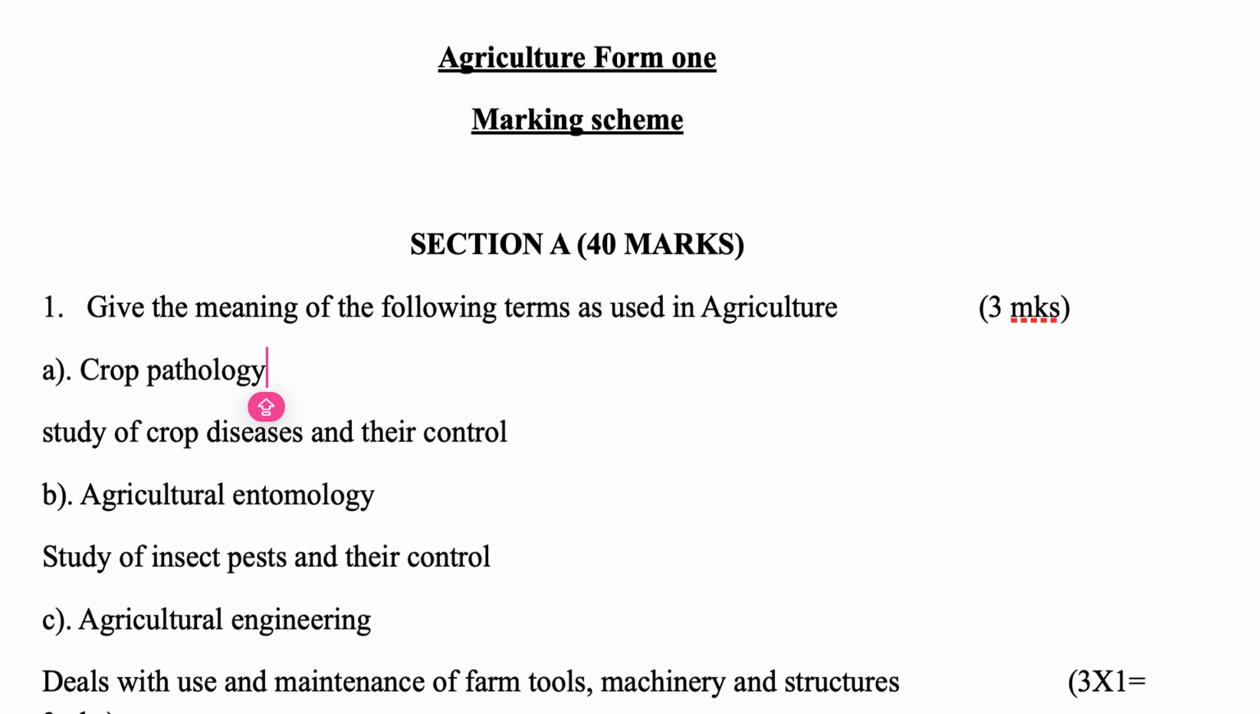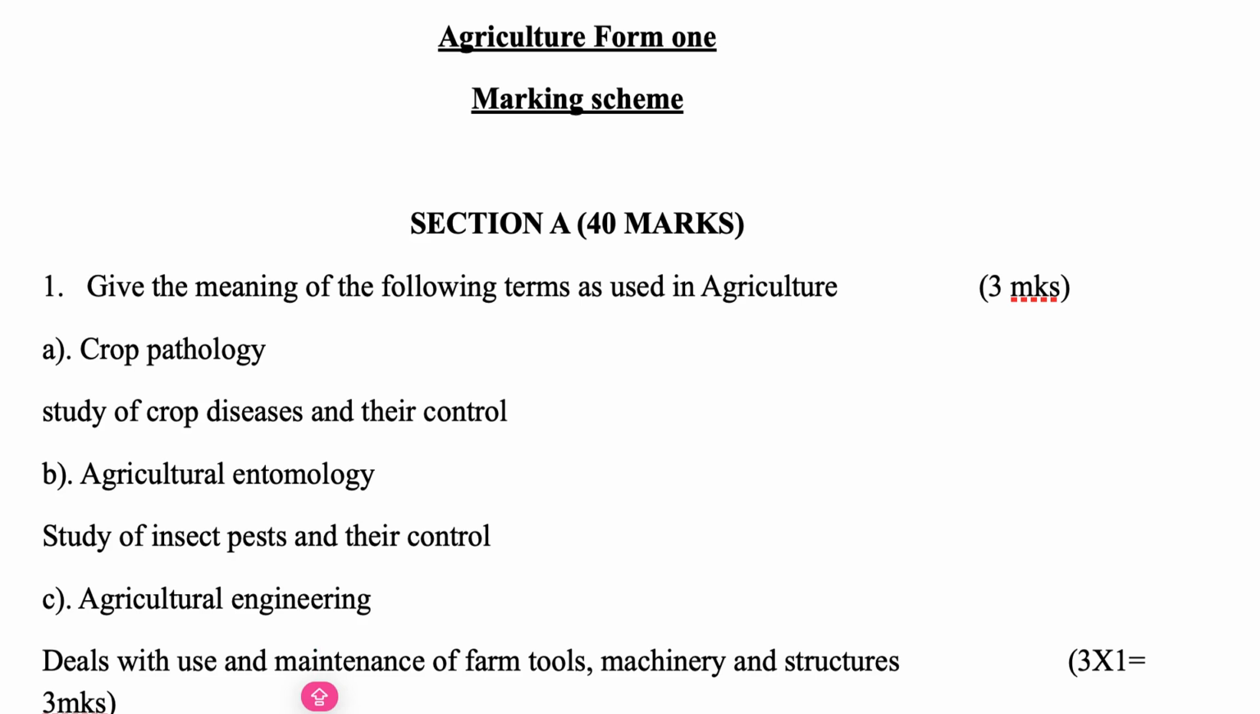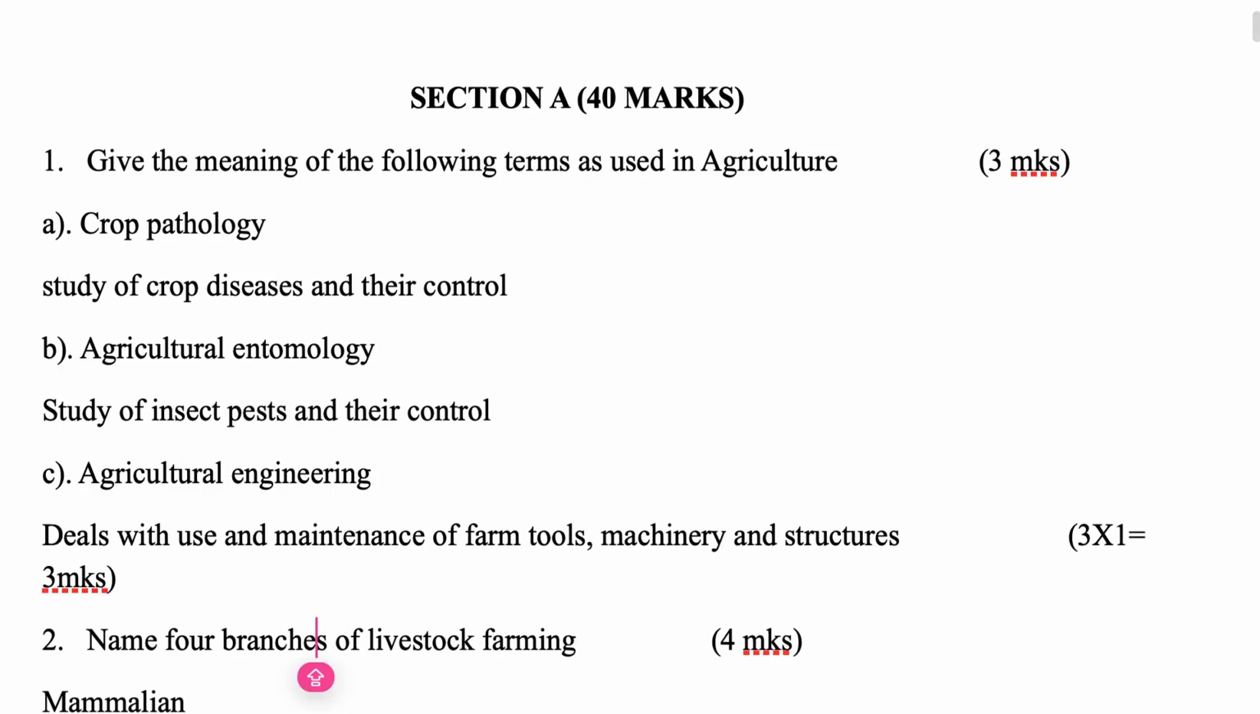Give the meaning of the following terms as used in agriculture. 1A, crop pathology. It is the study of crop diseases and their control. 1B, agricultural entomology is the study of insect pests and their control. Agricultural engineering deals with use and maintenance of farm tools, machinery, and structures.